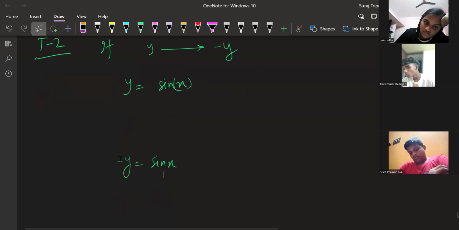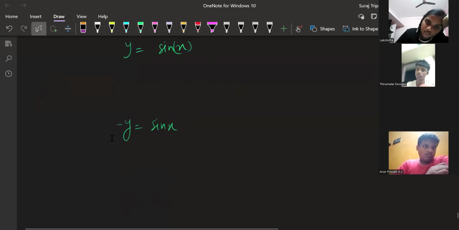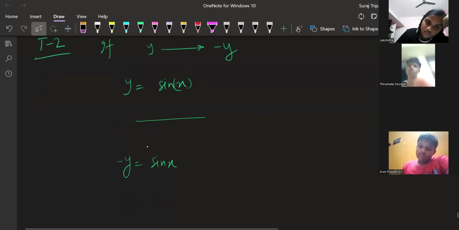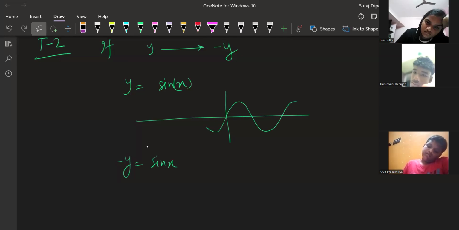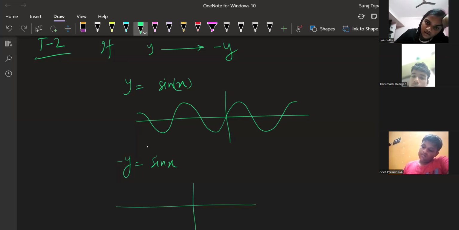If we are putting minus y in place of y, then we have to take reflection of the entire curve along the x-axis. For example, this is the graph of y equals sin x. What will be the graph of minus y equals sin x? We have to take reflection of the entire curve along the x-axis. So its graph will be like this one.